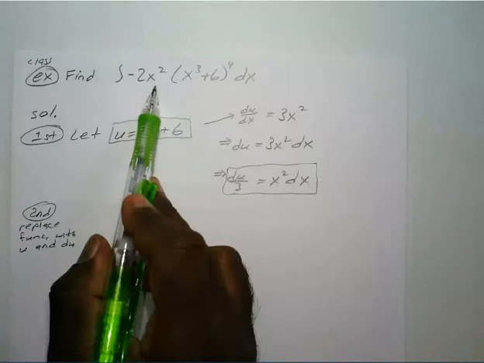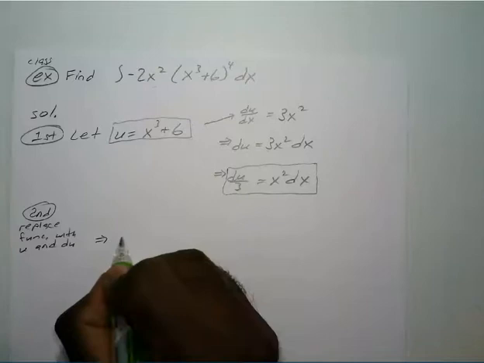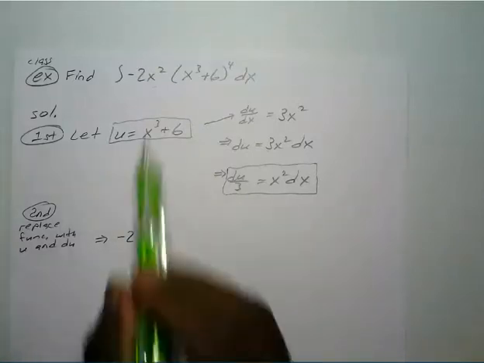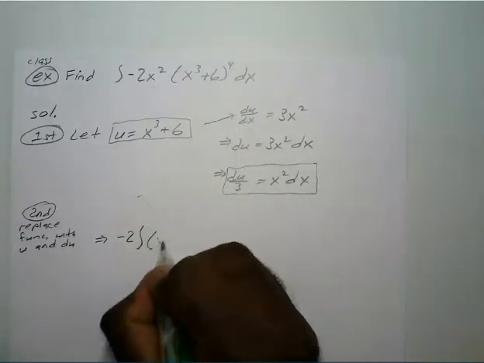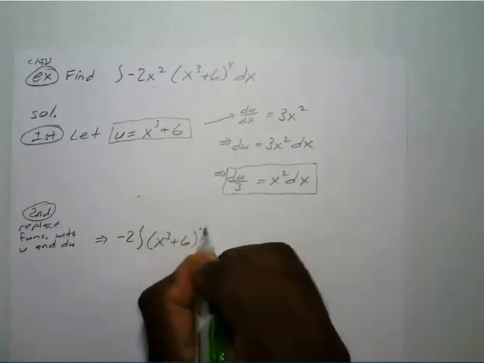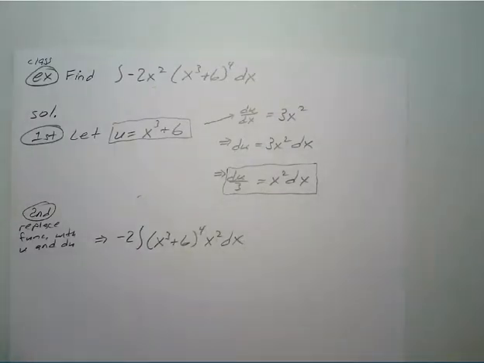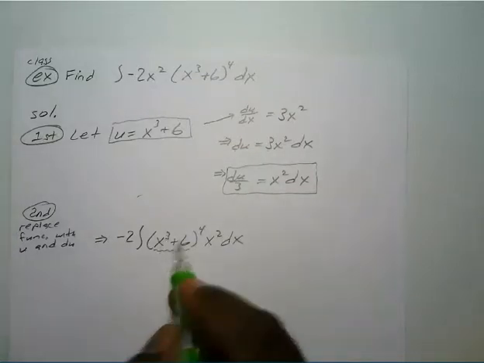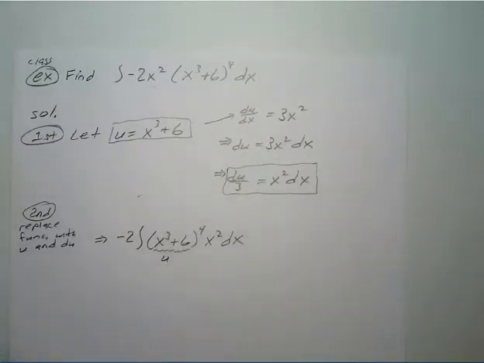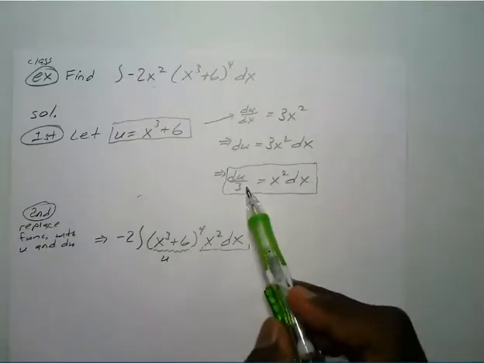Okay, so we have our original function. I'm going to go ahead, just like I did before, and just bring the negative 2 out to the front. So you have negative 2 times the integral. And that x squared, I'm just going to move over here next to the dx. So you have x to the third plus 6 to the fourth power times x squared dx. Okay. And once again, the reason I did that is because we know that this part, the x to the third plus 6, that's our u. And we know our x squared dx, that's our du over 3.